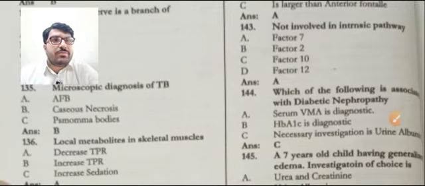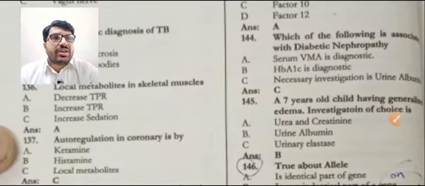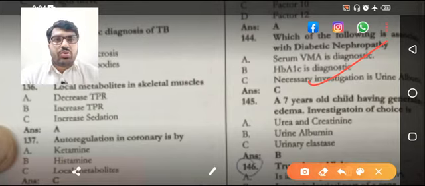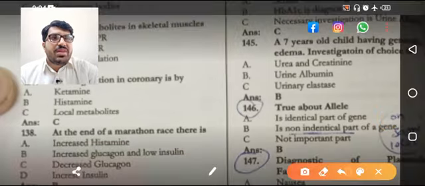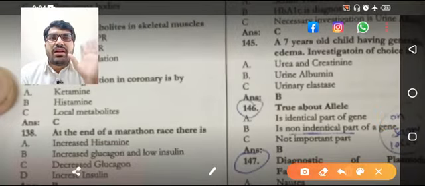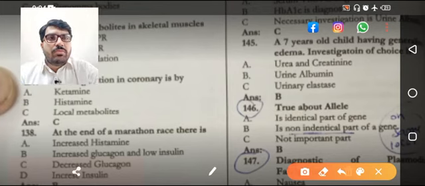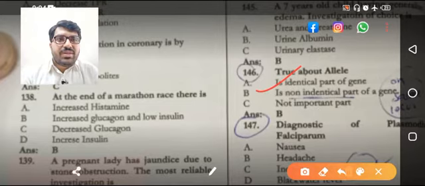This is another MCQ. Which of the following is associated with diabetic nephropathy? The answer is urine albumin, that is called microalbuminuria. A 7-year-old child having generalized edema. Now the answer over here is the blood albumin. If that is not there, then urine albumin. True about allele. Now the answer B is right. It is not an identical part of the gene, and they are present on the same locus.